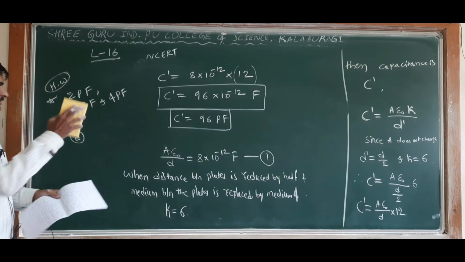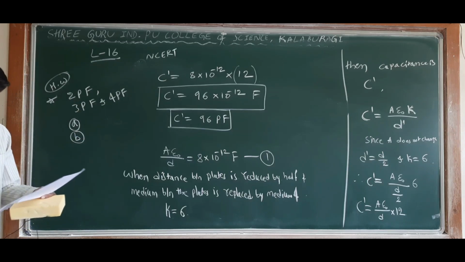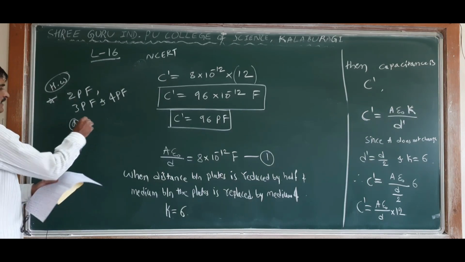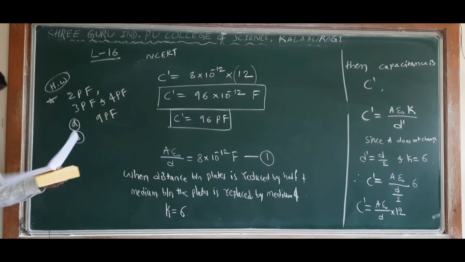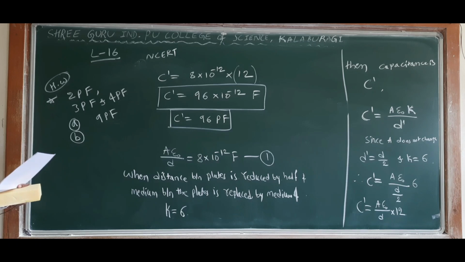So this is homework, you only solve. I will give the answer. The answer for A is 9 picofarad. Answer for B: sir, for B there are 3 answers.